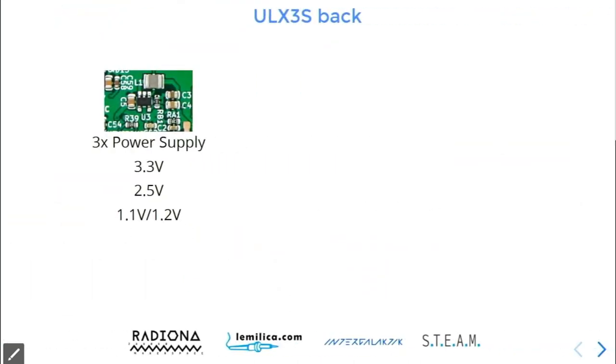On the bottom side, we have 3 power supplies. We are using a Texas Instruments chip that can provide up to 2 amps of current. If we place a UM or UM4G chip, we just need to change one resistor to get 1.1 volts instead of the standard 1.2. It can also be used for overclocking.